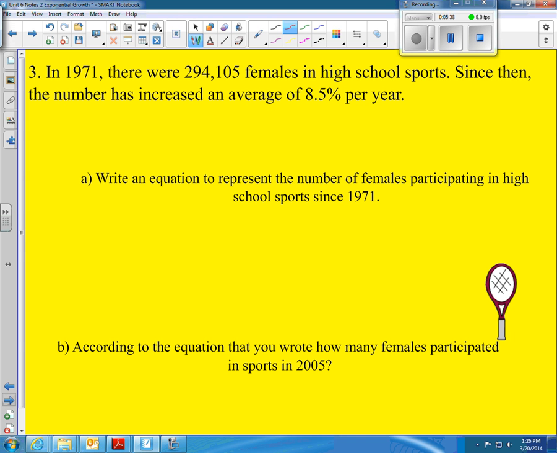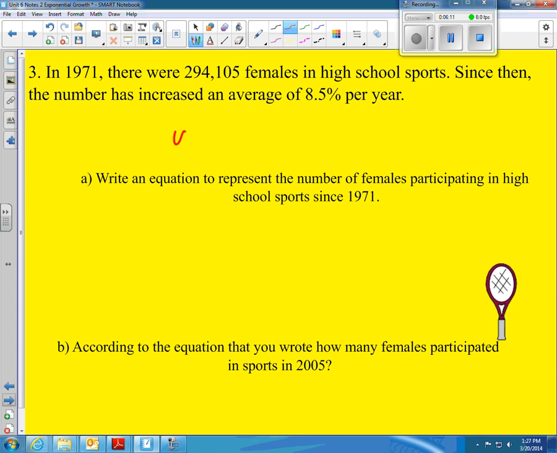All right, so let's go ahead and apply exponential growth to real world situations. Number 3 says, in 1971, there were 294,105 females in high school sports. Since then, the number has increased an average of 8.5% per year. Write an equation to represent the number of females participating in high school sports since 1971. So we're just writing the equation here. We're not actually solving for anything, so we won't have a number answer.